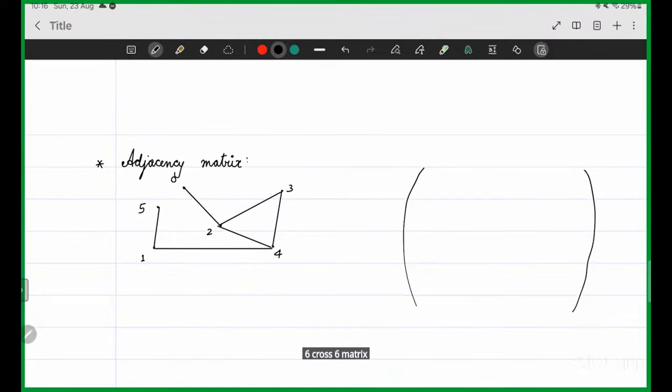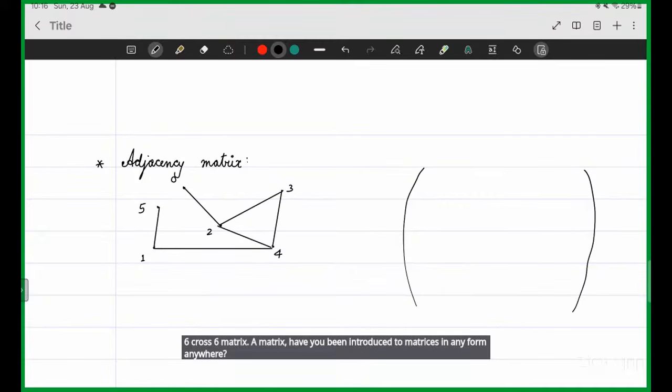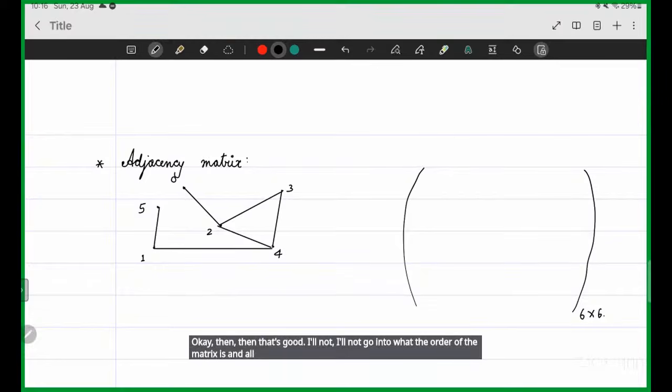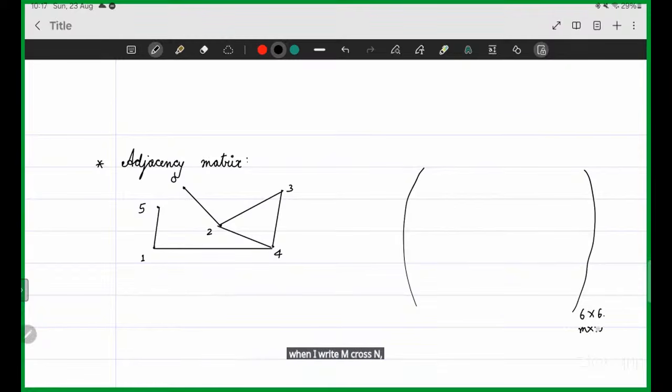A matrix. Have you been introduced to matrices in any form anywhere? Yes, in CT, sir. Okay, that's good. I'll not go into what the order of the matrix is and all that. There might be some people who have not done CT who are coming to Math 1 for the first time, so I'll just say it's just a table of values. When I write m cross n, it is m rows, n columns. All right, 6 rows, 6 columns in this case.